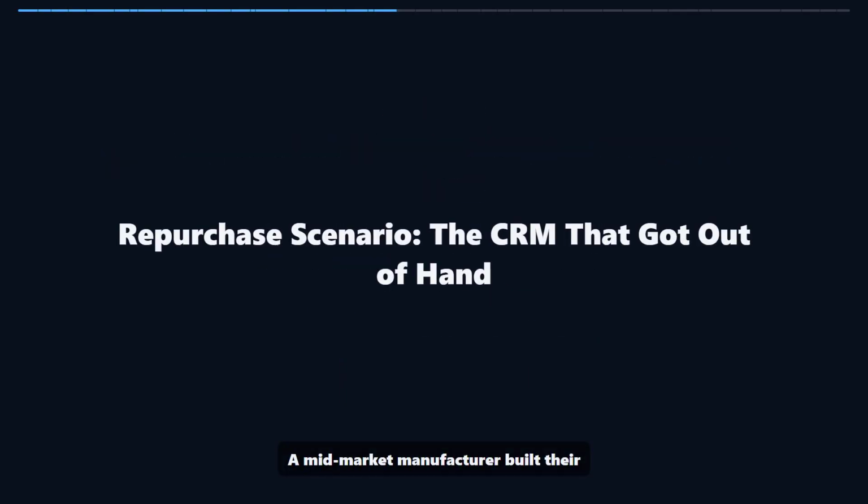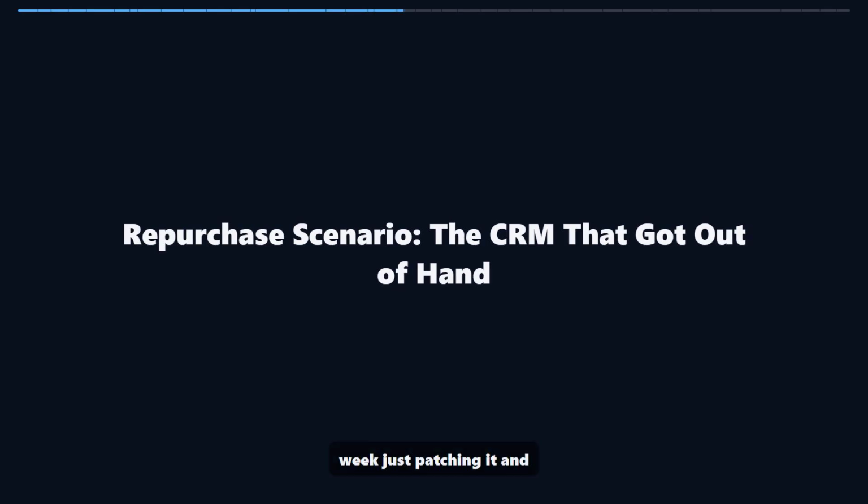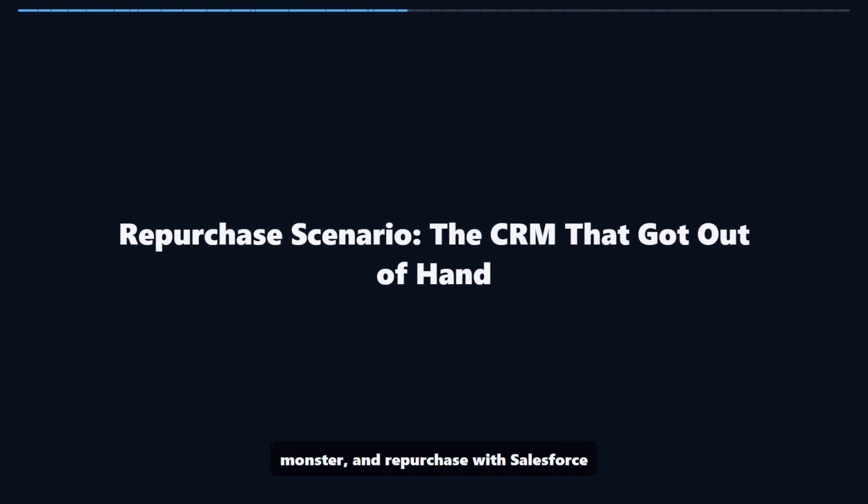A mid-market manufacturer built their own CRM a decade ago on a Windows server that's now end of life. The IT team spends 20% of every week just patching it and firefighting login issues. They crunch the numbers, ditch the on-prem monster, and repurchase with Salesforce Sales Cloud. 8 weeks later, the server's powered off forever. The sales team gets a slick mobile app, and the recurring server cost essentially vanishes.